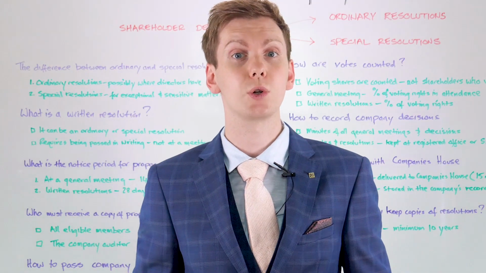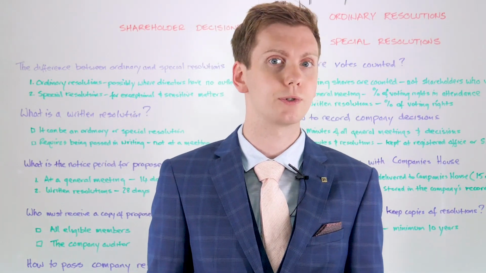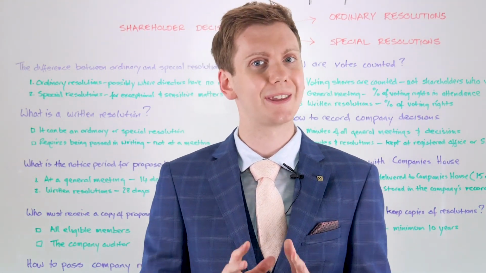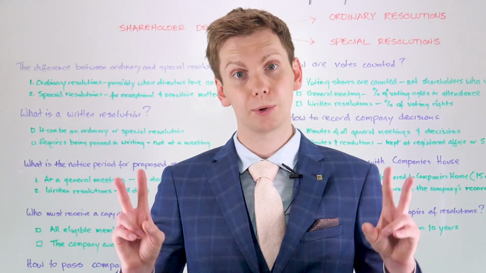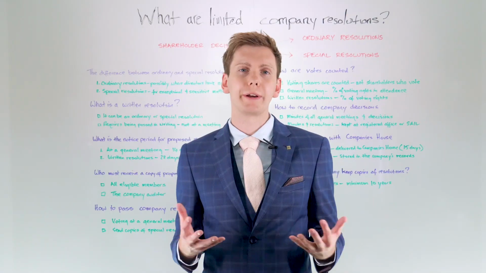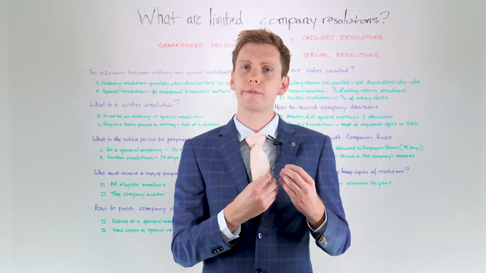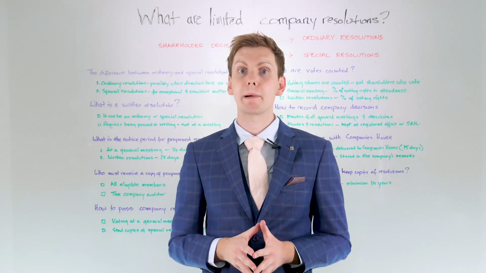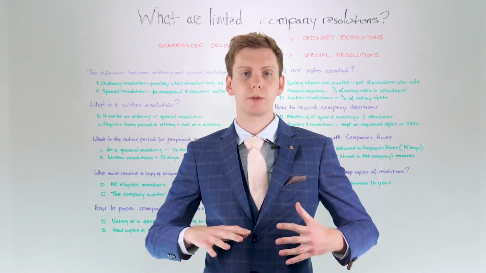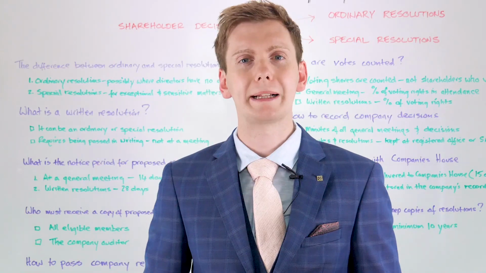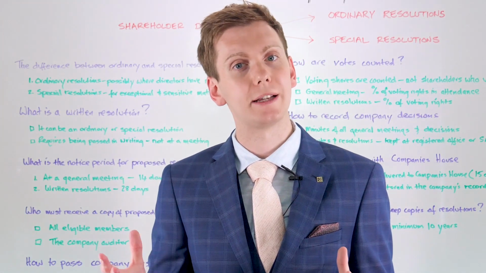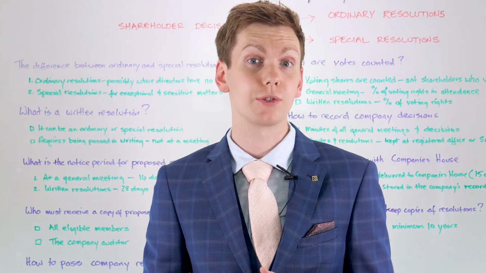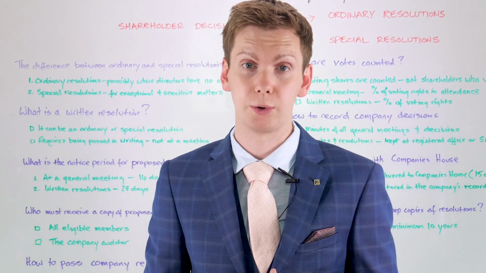To pass a company resolution, shareholders need to cast their votes for or against a proposed course of action. This can be either done at a general meeting or in writing with what's called a written resolution. An ordinary resolution is passed when more than 50% of the votes are cast in favour of the resolution, and it's used by shareholders to make a decision where the directors have no authority. Typically, these types of decisions include paying dividends, appointing or removing directors, approving director service contracts, and approving directors' loans.